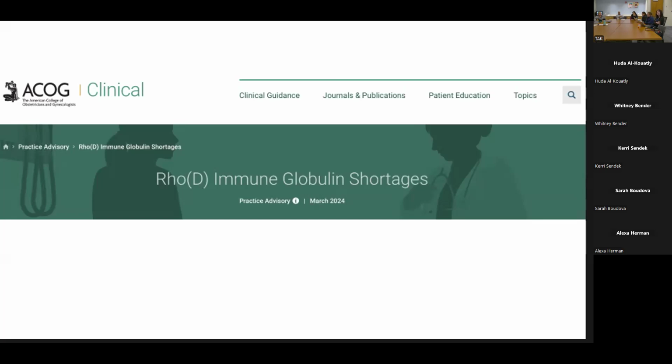And then in April of 2024, they updated this practice advisory secondary to continuing decreased supplies. And they suggested that cell-free DNA be considered to determine RhD status, essentially to conserve our RhIG supply.